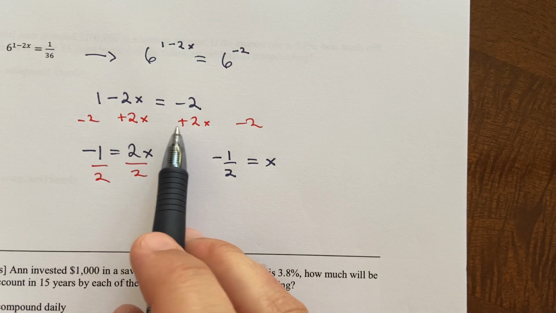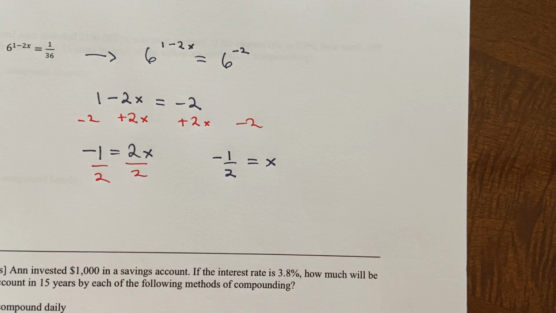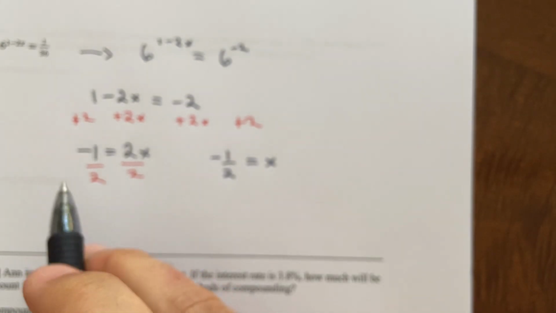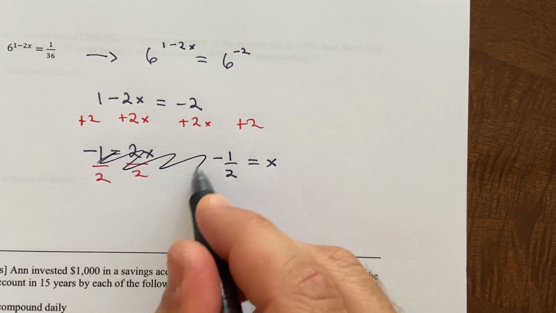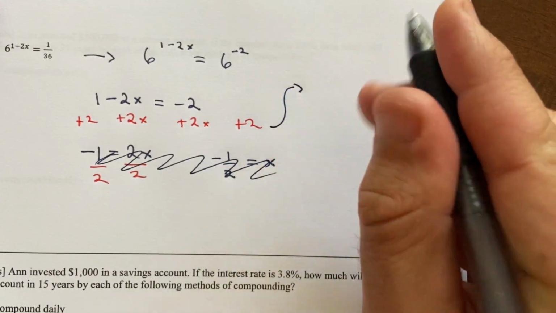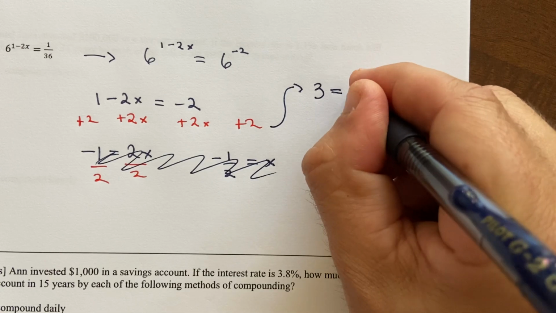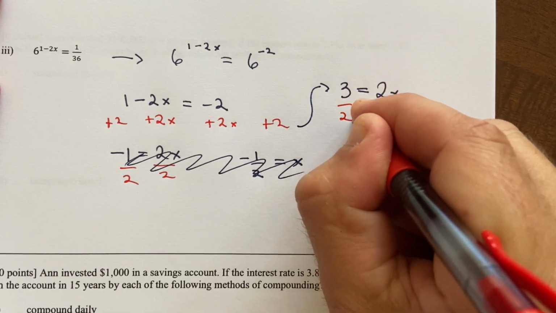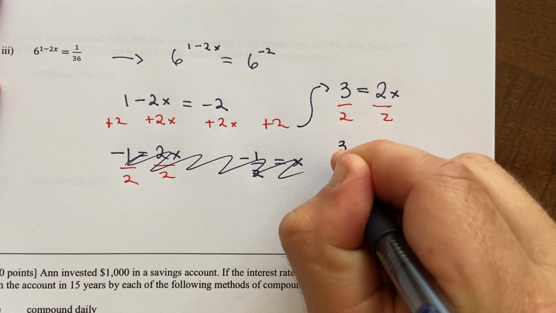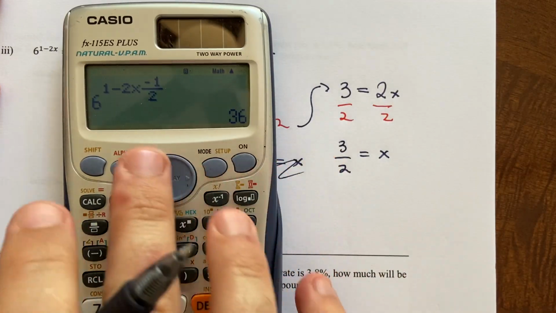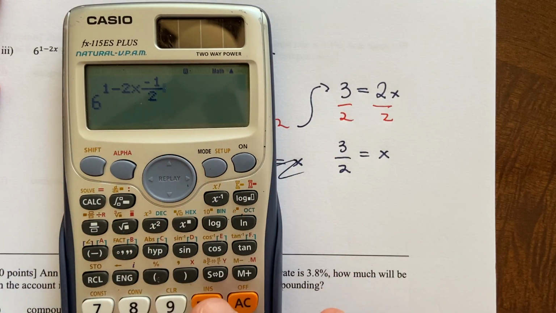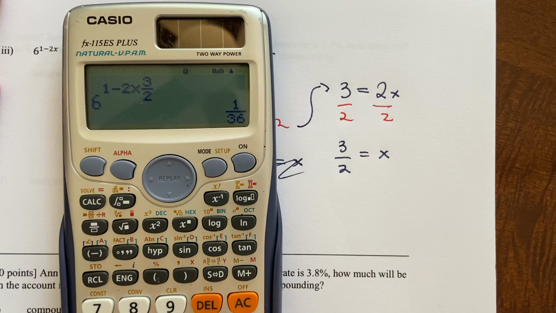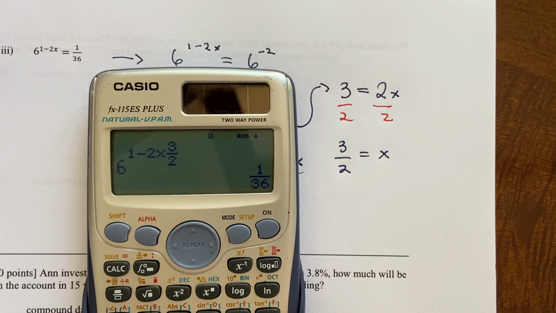So right here, I added over 2x, and then I should have added 2. So good, I caught that within the video. So this should have been adding 2, so scratch that. So from here, it should be 3 equals 2x. And then divide by 2. So it looks like 3/2 maybe now equals x. I'll go back over here to the calculator. Let's replace negative 1/2 with positive 3/2. Quite different. 1/36. Okay, good. That's what we were trying to get.